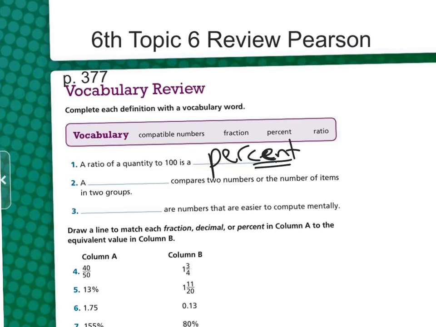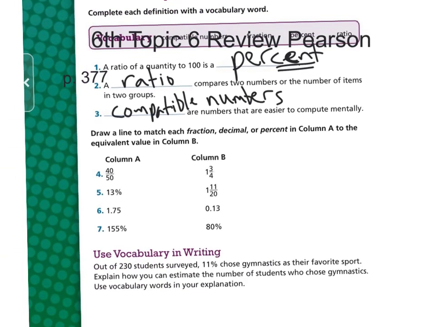A blank compares two numbers or the number of items in two groups. So comparing things, that would be a ratio. Number 3, blank are numbers that are easier to compute mentally, and that is compatible numbers. We talked about that when we did estimating percents. We found numbers that worked better together depending if you did the fraction method or not.